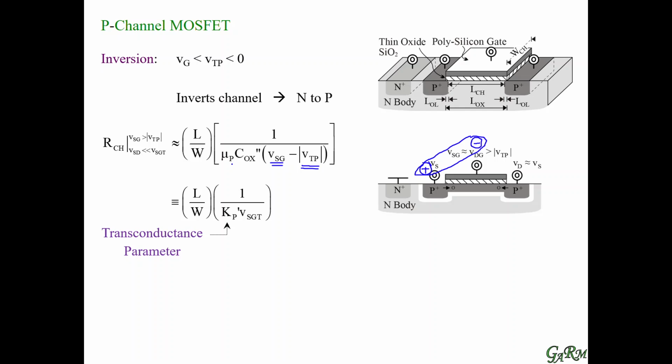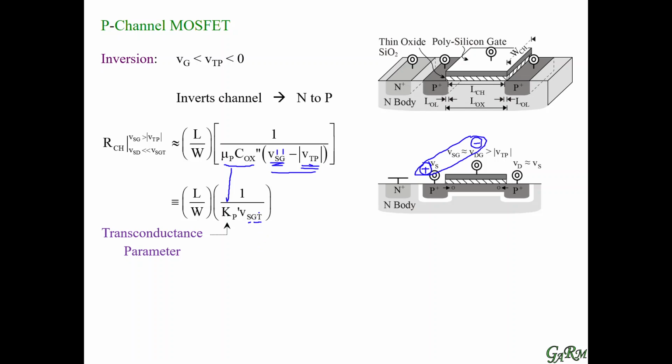We can combine these two terms here, the mobility and the oxide capacitance, with what we call the transconductance parameter. That's just to shorten the expression. We can also combine these two terms here. We know that SG stands for the difference between source and gate voltage, so SGT is the difference between source gate voltage and threshold.